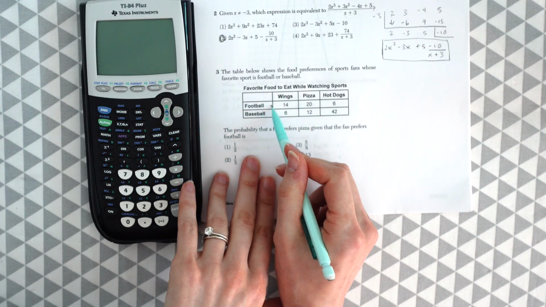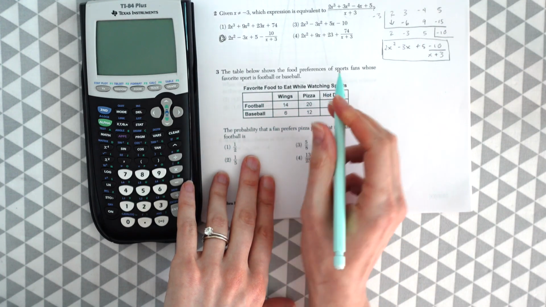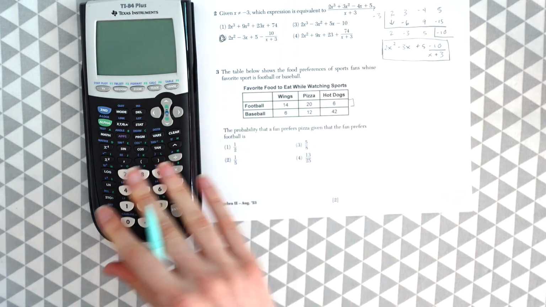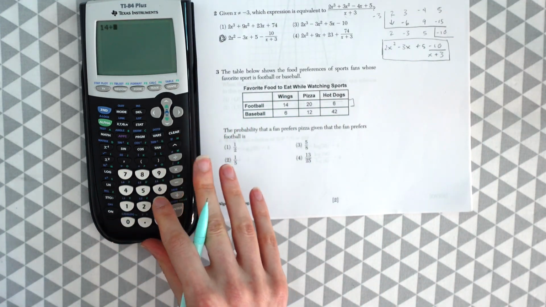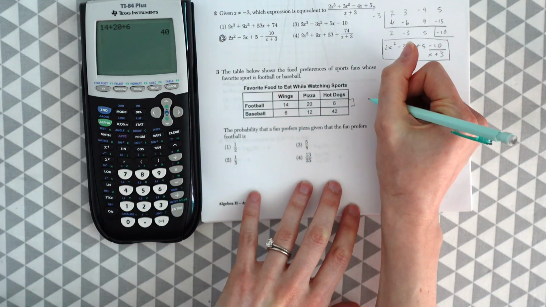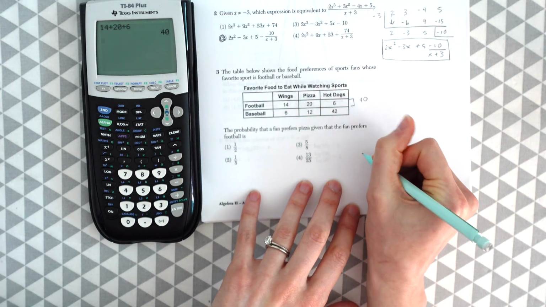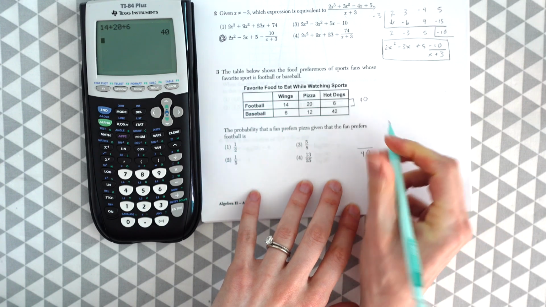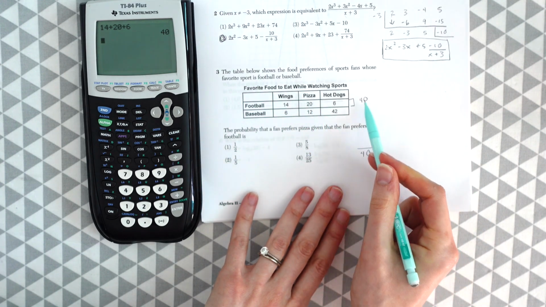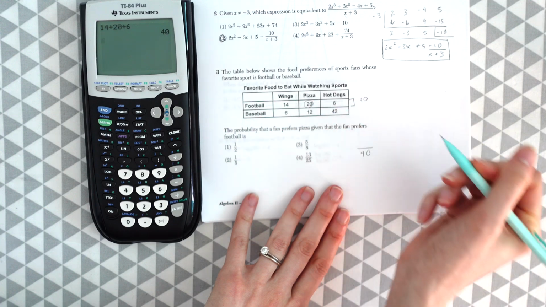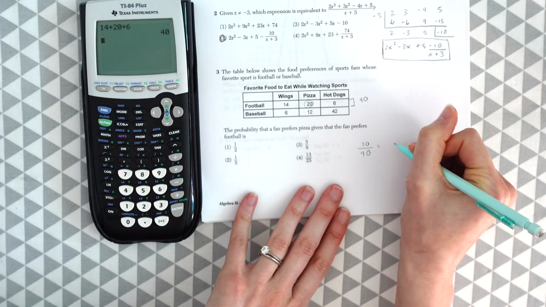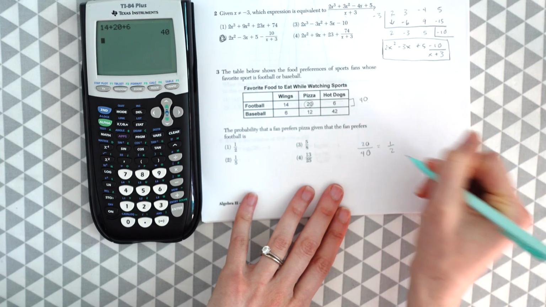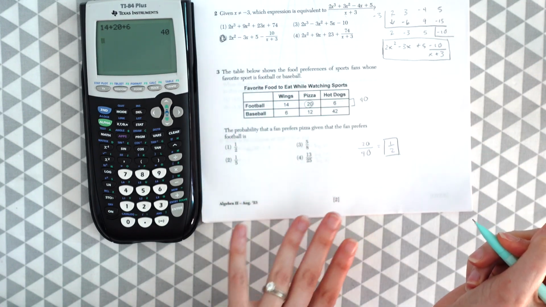So if we look over here, this whole section is football. The total here, if we add up 14 plus 20 plus 6, gives us 40. So we know we're going to be looking for pizza fans out of 40 people. The number of pizza fans out of 40 people is 20. So this is just going to be 1/2. It's going to reduce to 1/2, which is choice number 1.